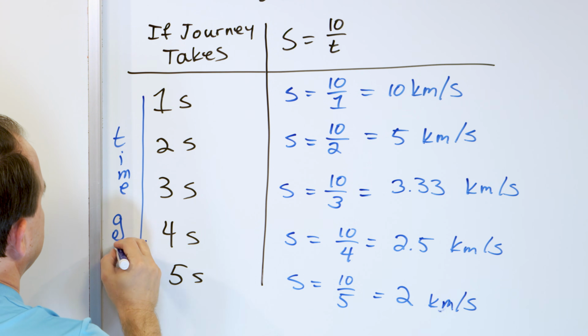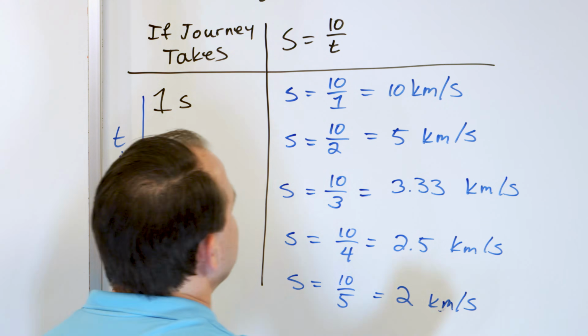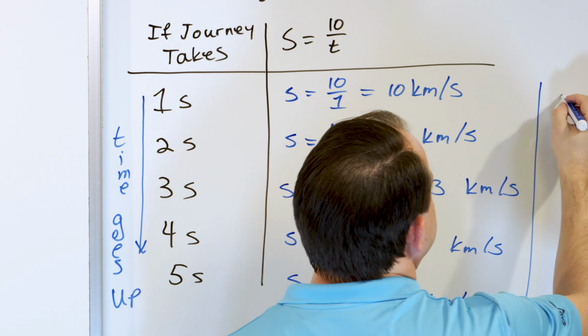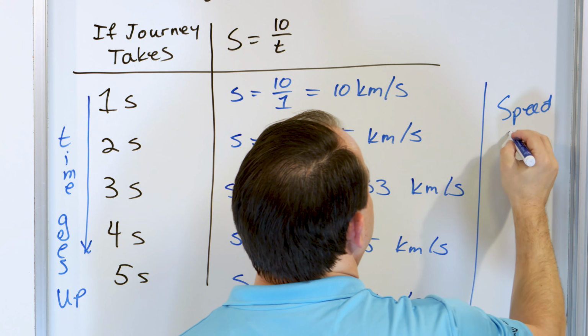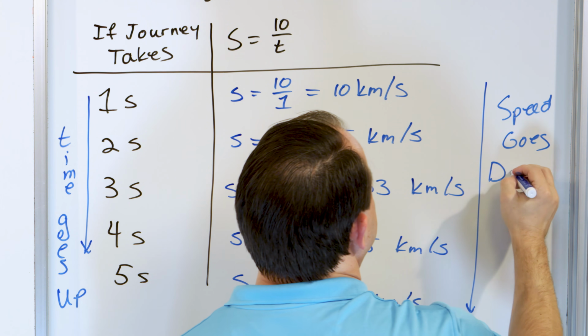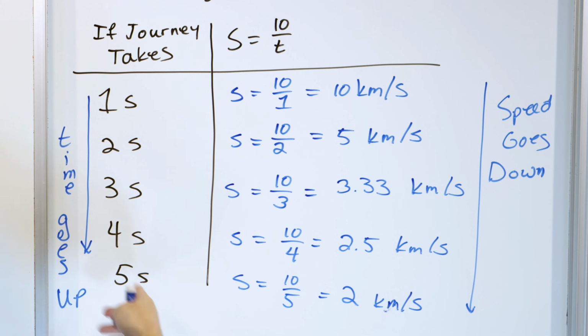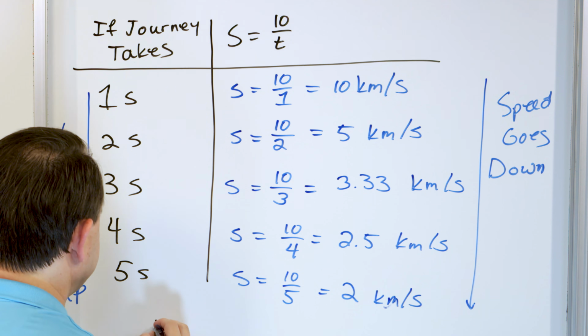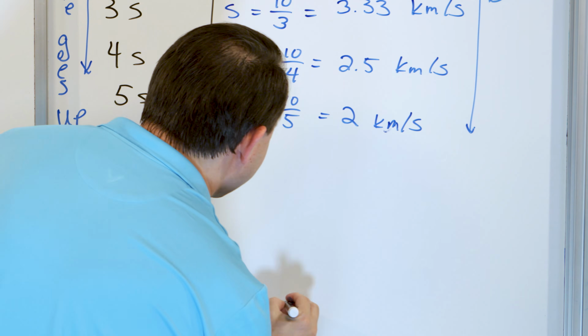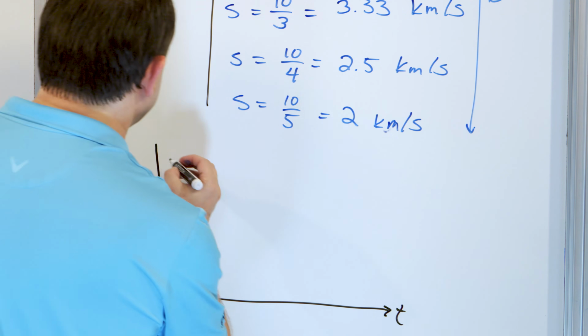So you can see what happens: as the time goes up, the speed goes down. But it doesn't go down in a line. You might think it's a line because of what we talked about earlier, but it doesn't. So we need to actually draw a plot of this to show you what it really looks like. This is not going to be exact, but it's going to be enough to get the point across.